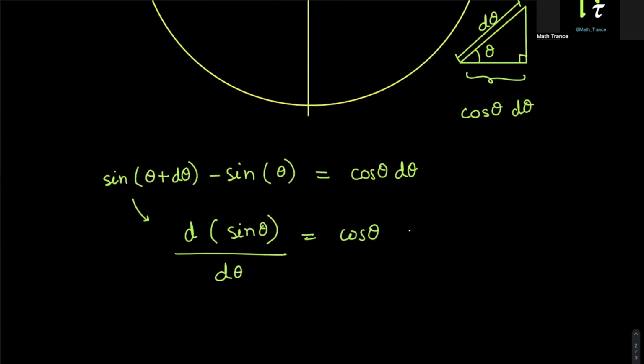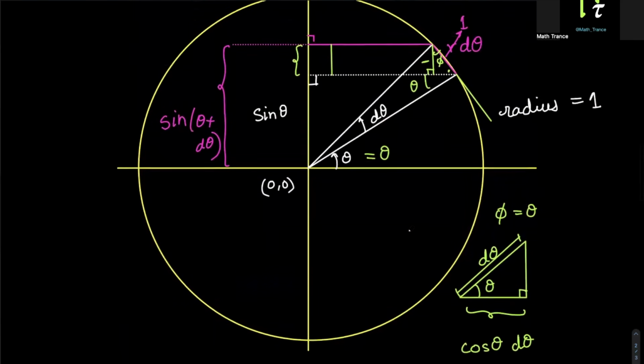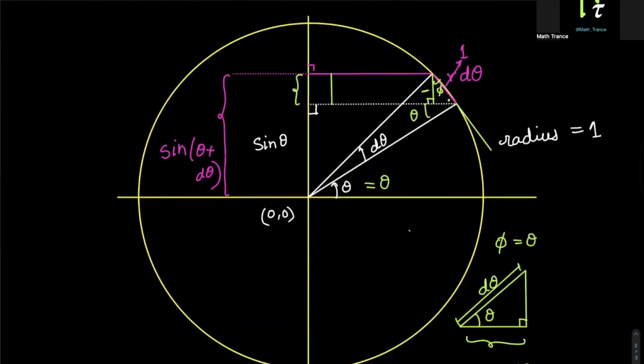Isn't it amazing? Can we do it for cos theta also? Yes, we can do it for cos theta also. Instead of this diagram, now you would drop perpendiculars from here this way, this and this, right? The triangle will be the same, right? Just now you need this term.